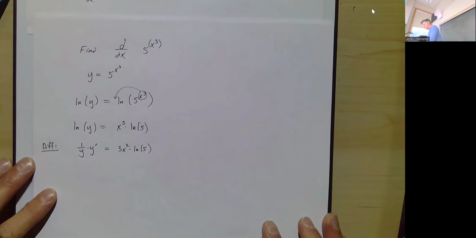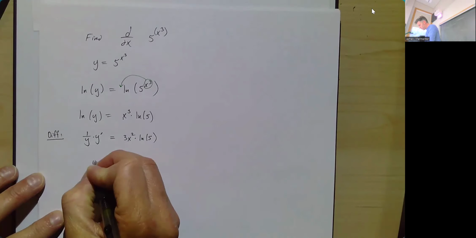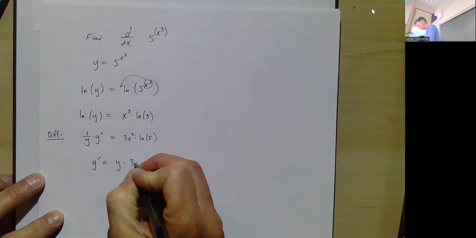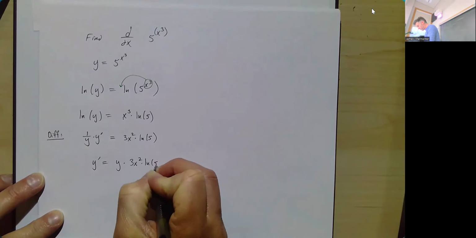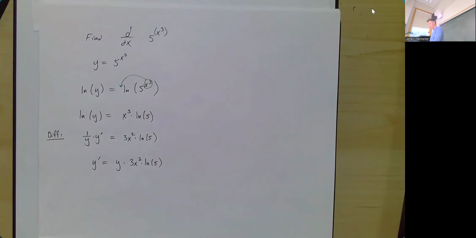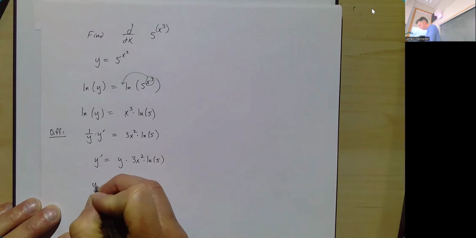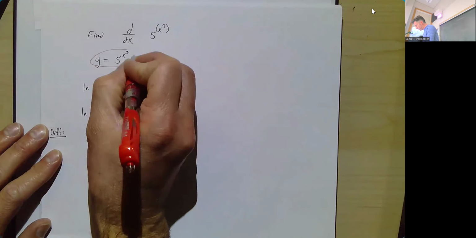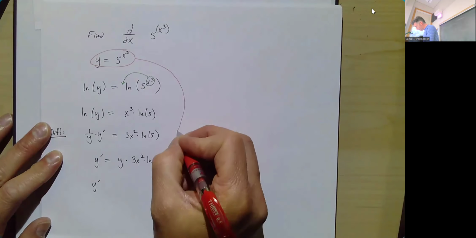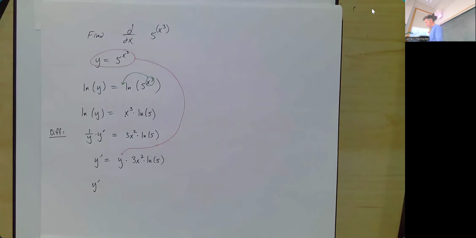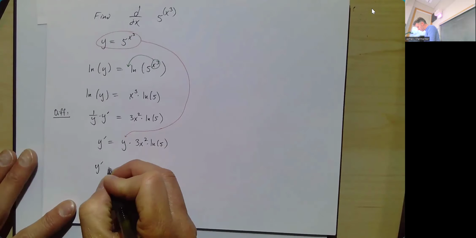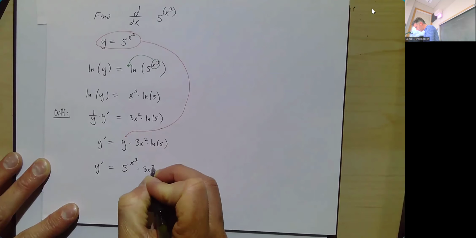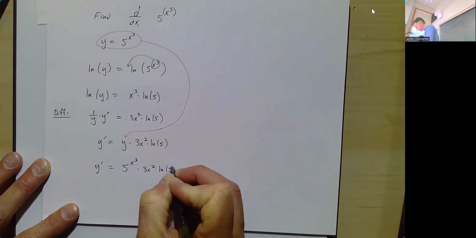All right, we're ready to solve for y prime. So y prime is going to equal y times 3x squared times natural log of 5. But then finally, if we plug back in the fact that y is equal to 5 to the x cubed, subbing that back in for y here, we're getting that y prime is actually equal to 5 to the x cubed times 3x squared times the natural log of 5.